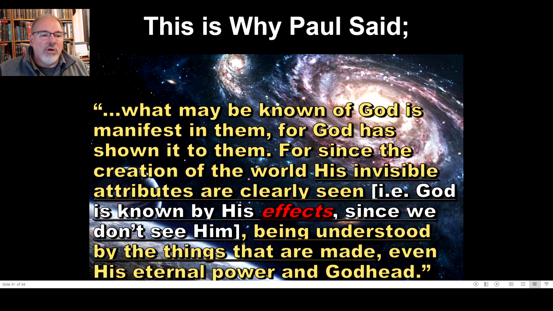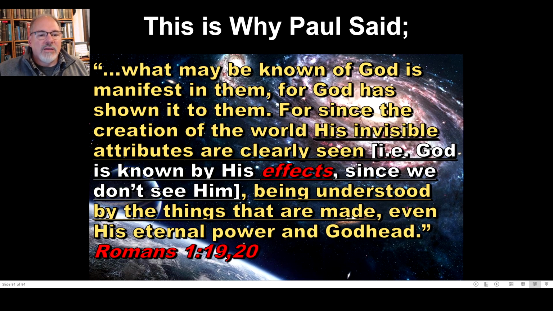And again, this is why Paul said in Romans 1, what may be known of God is manifest in them, that is all people, and the people that reject Christ. For God has shown it to them. For since the creation of the world, his invisible attributes are clearly seen. In other words, God is known by his effects, since we don't see him. We work from effect back to cause. This is what Romans 1 is saying. Romans 1 is saying that the invisible attributes of God are clearly seen in what he created.